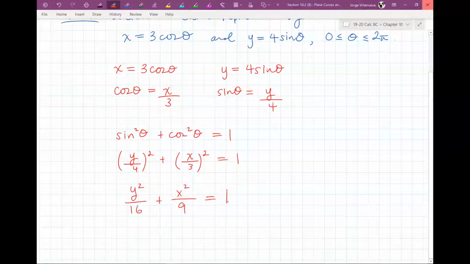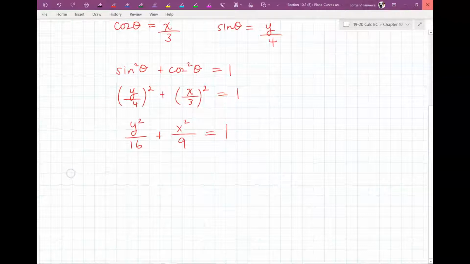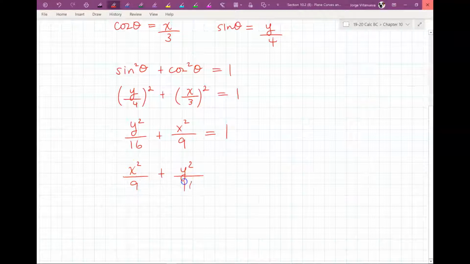Now, this isn't in the perfect form yet, but what kind of shape is this? It's an ellipse, right? Where is its center? 0, 0. Now, with an ellipse, you're supposed to have the x squared term in the front. So x squared over 9 plus y squared over 16 equals 1. So this right here is an ellipse.